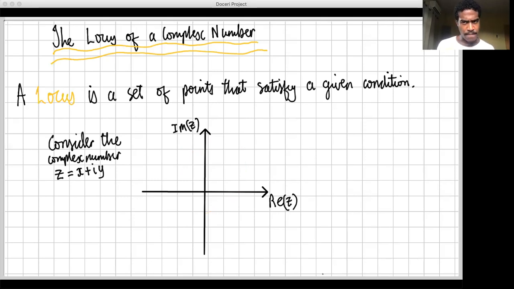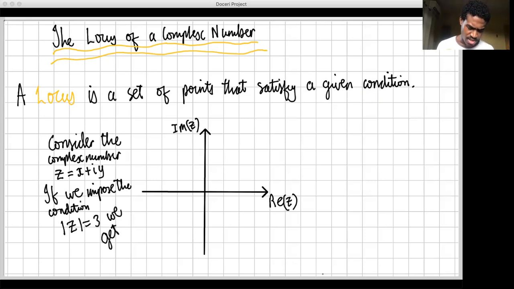But if we now put a condition on it, where we say the modulus of z is equal to 3, we impose that condition. What will we get? What it's saying is that the modulus of z is equal to 3, so the length of the complex number is 3. But remember, z could be any number here.